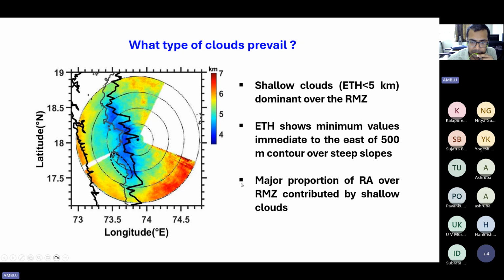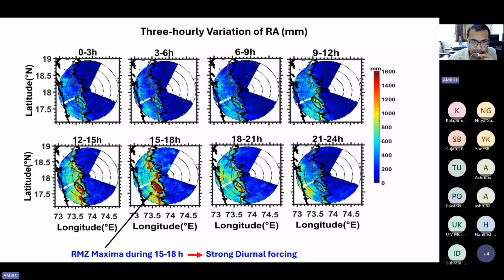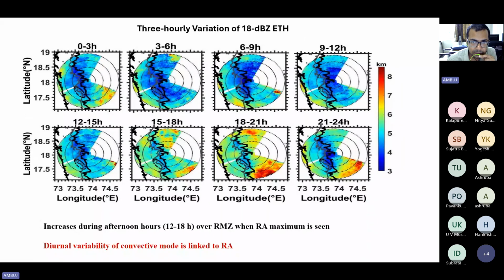And therefore, a major proportion of rainfall amount over RMZ is contributed by shallow clouds. Now coming to diurnal forcing, we see that there is a strong diurnal heating occurring, shown during 15 to 18 hours, and a maxima is seen. The cloud top height indicated by 18 dBZ ETH is also showing a slight increase in cloud vertical extent during daytime.